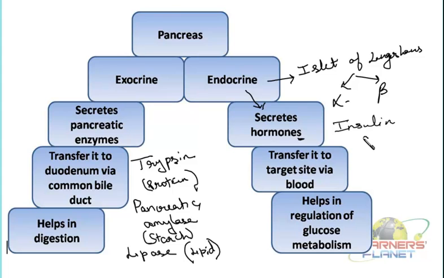Insulin and glucagon. These are the two hormones secreted by the alpha and beta cells of the islets of Langerhans, and these cells come under the category of endocrine glands. These two hormones are antagonistic to each other. You know what we mean by antagonistic? That means they have opposite functions to each other.